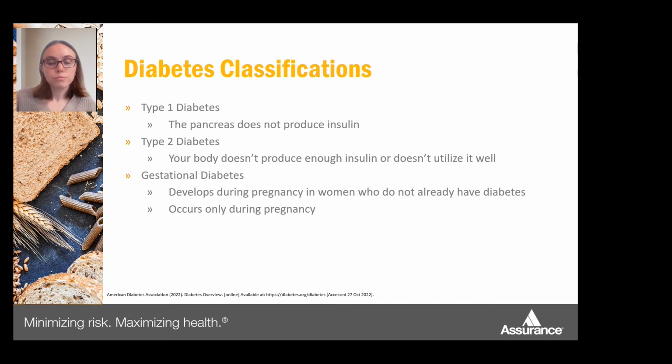Regardless of the type of diabetes, we want to make sure that our blood glucose remains in that healthy range. Because if our blood glucose is consistently elevated, it can lead to complications down the road, such as vision impairment. It could cause nerve damage, slow wound healing, and even kidney damage down the line.